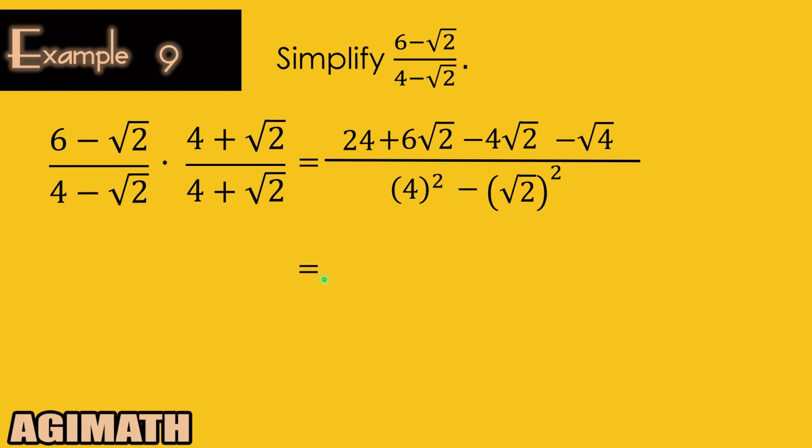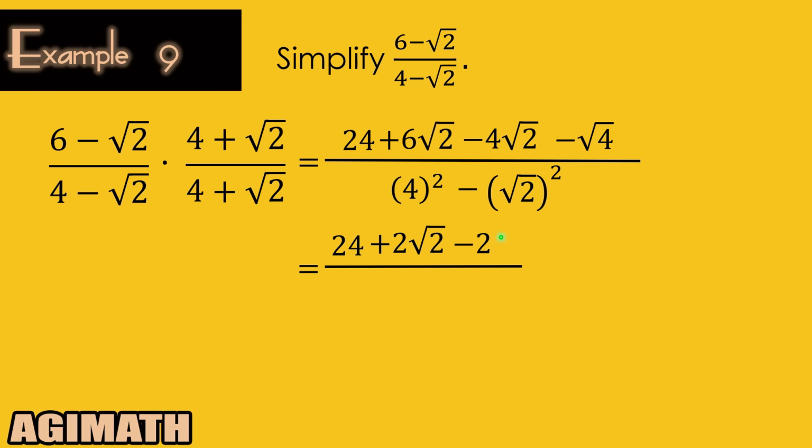Of course. So we can simplify 24. Copy 24 and then observe that they are similar radicals, square root of 2 and square root of 2. So we can combine 6 minus 4. 6 minus 4 is equal to 2. 2 square root of 2. And then minus square root of 4. But what is the square root of 4? That is 2. That's why we have minus 2.